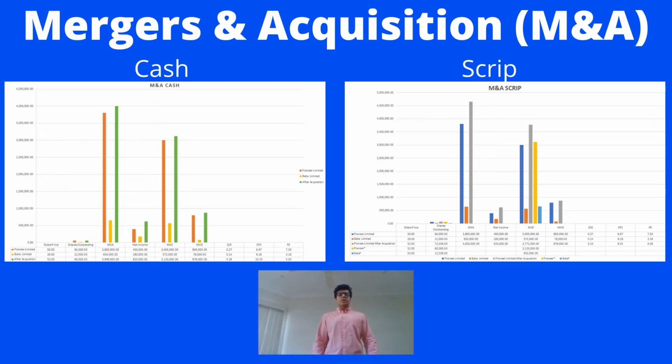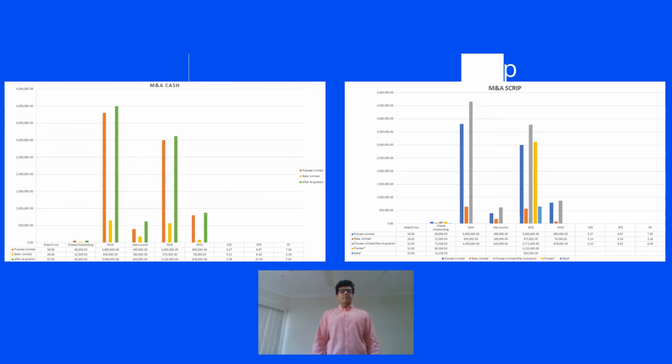As shown in the graph, our amount of shares outstanding will increase to 72,538 as we acquire 12,538 of Beta Limited shares. Furthermore, the market value of assets after acquisition rises to $4.65 million from 3.8 million, while the market value of equity will increase to 3.772 million from 3 million. The advantage of a scrip proposal is removing the need to pay cash immediately and also being able to use the cash for any future capital investment ventures.